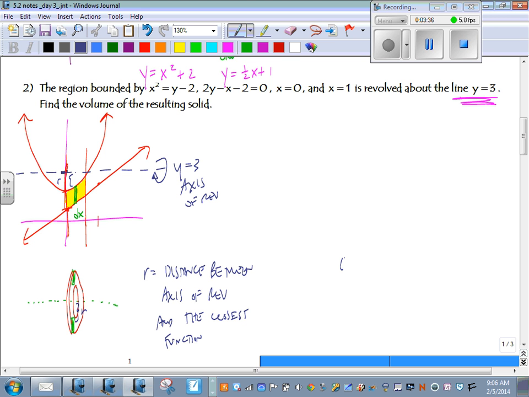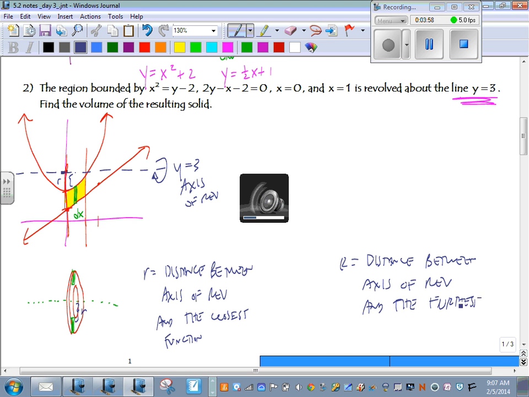The big radius is going to be the distance between the axis of revolution and the furthest function. Alright, so in this case, axis of revolution to the end of that rectangle, if it helps you looking at it, but that's going to be to the furthest function. So in this case, axis of revolution to the line.